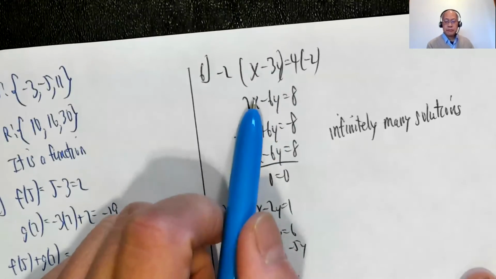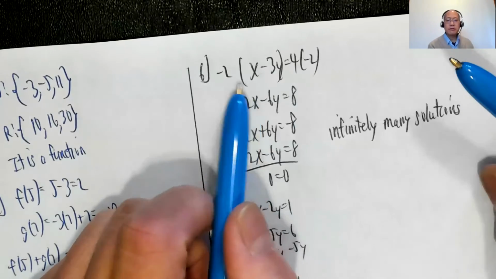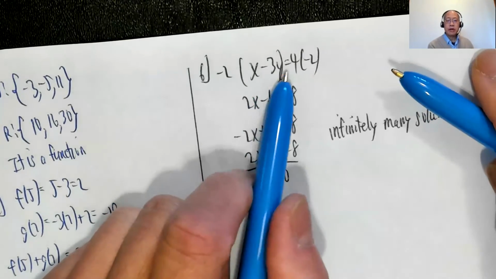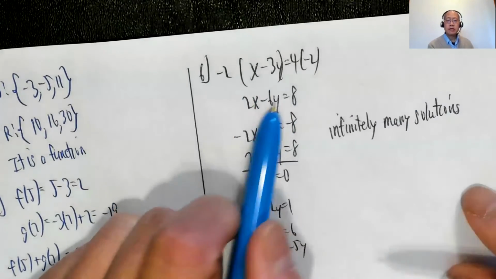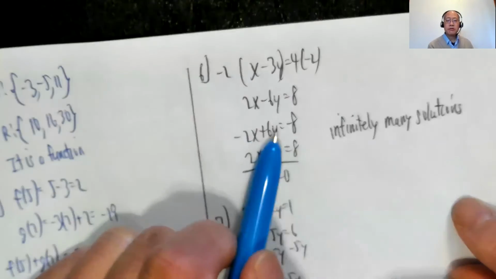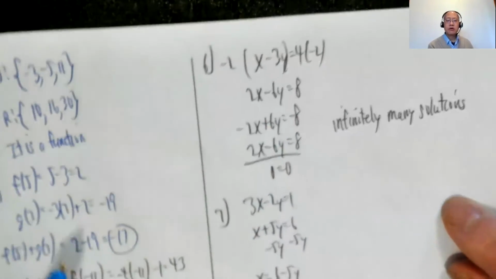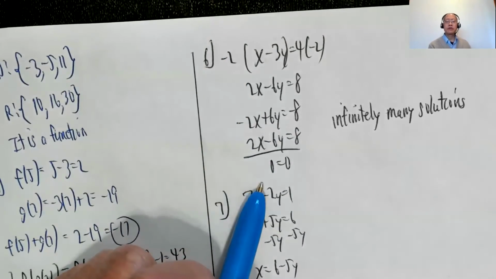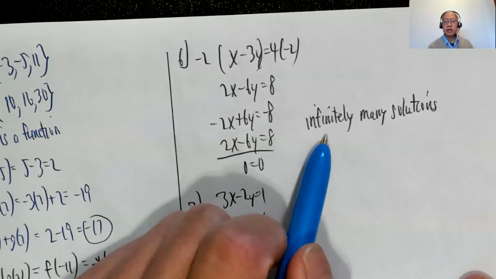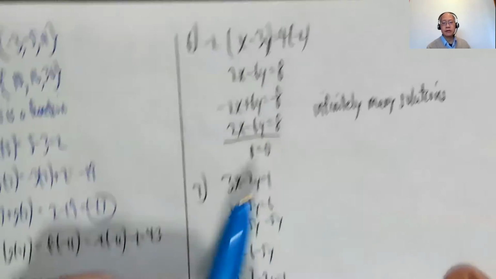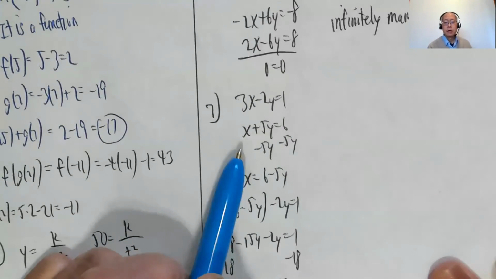Number 6, multiply the first equation by -2. X minus 3y equals 4 multiplied by -2. Leave this one alone. -2x plus 6y equals -8. Add the two equations, everything cancels out, you get 0 over 0. That's a case of infinitely many solutions. The lines actually coincide, they represent the same line.